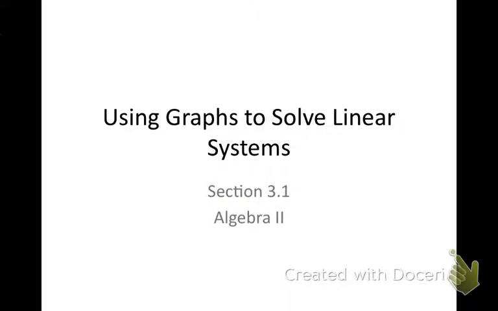Today, though, we are going to start Chapter 3, Section 3.1 here, using graphs to solve linear systems. So we'll be doing a lot of review here of working with graphs, and then hopefully this should be a review of Algebra 1 here with linear systems. Essentially what that is, we're going to solve for x and y now on the coordinate plane here.